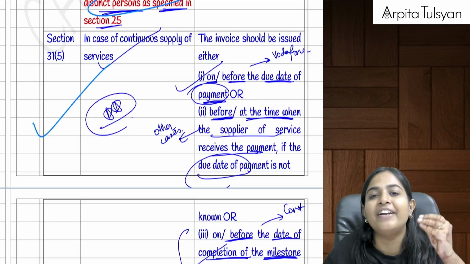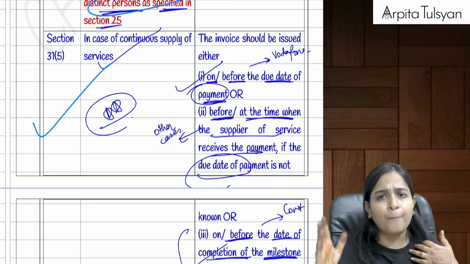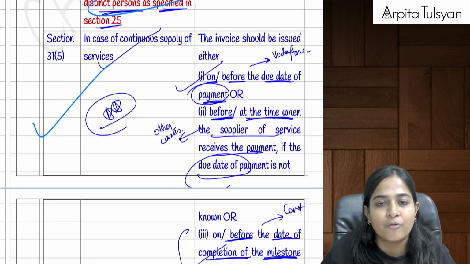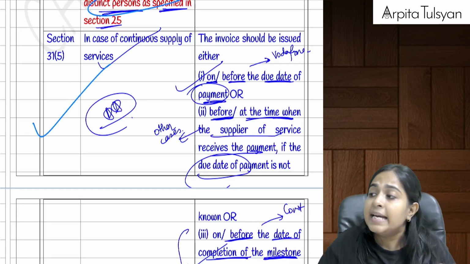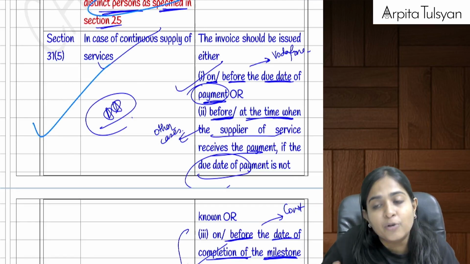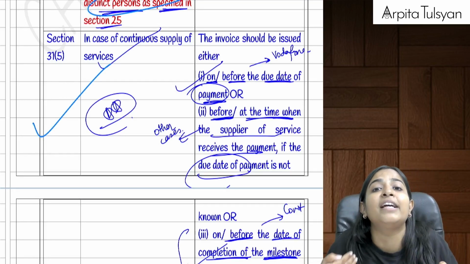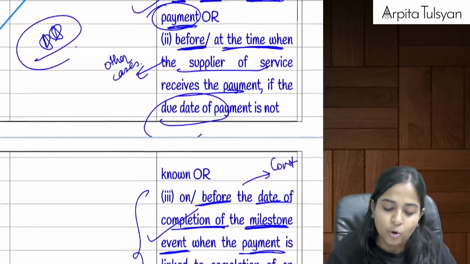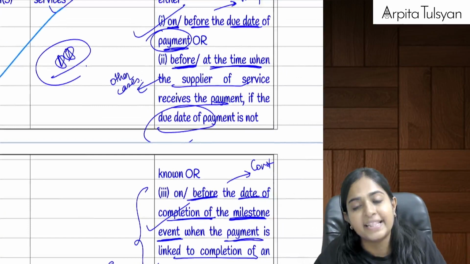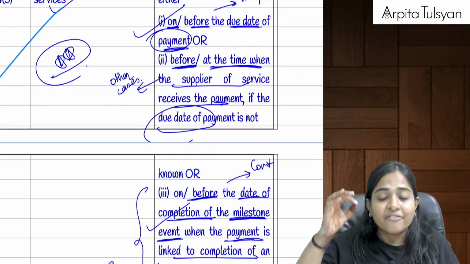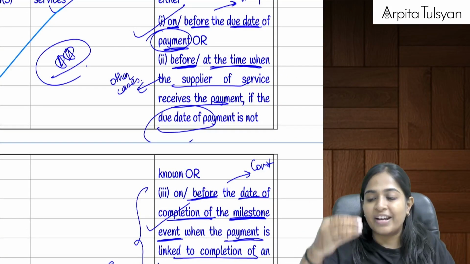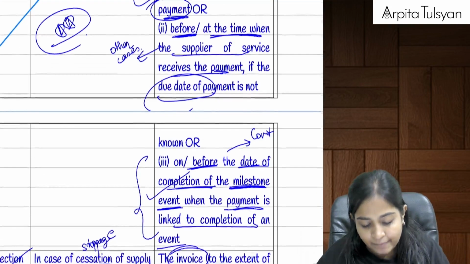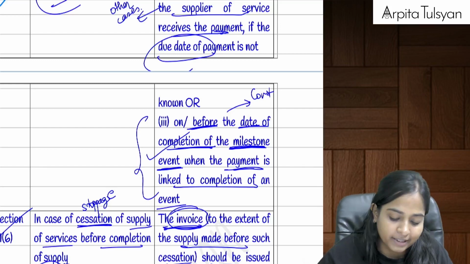Example, I have availed the services of Vodafone postpaid. There will be a particular due date that is fixed by Vodafone for payment of the mobile bill. Then in that case, on or before that day, at least I should receive the invoice, right? What if the due date is not known? Then whenever the recipient is making the payment to the supplier, on or before that date, the invoice should be issued by the supplier.